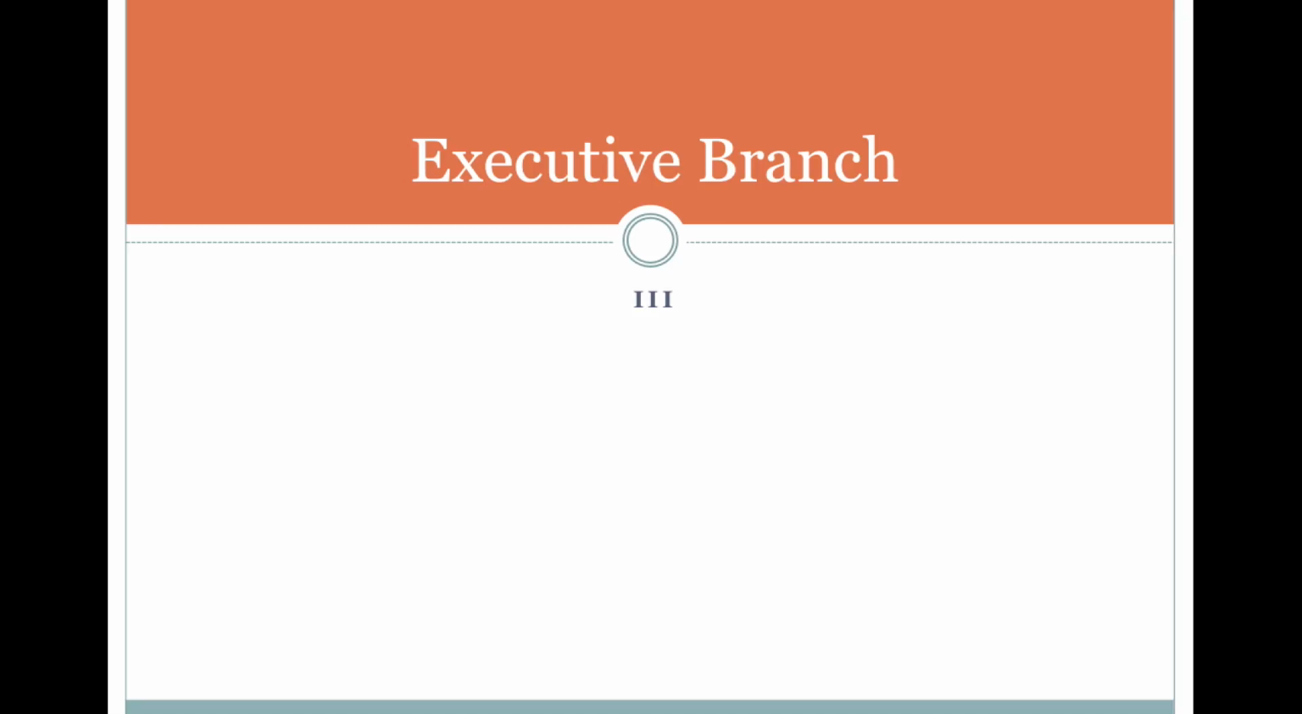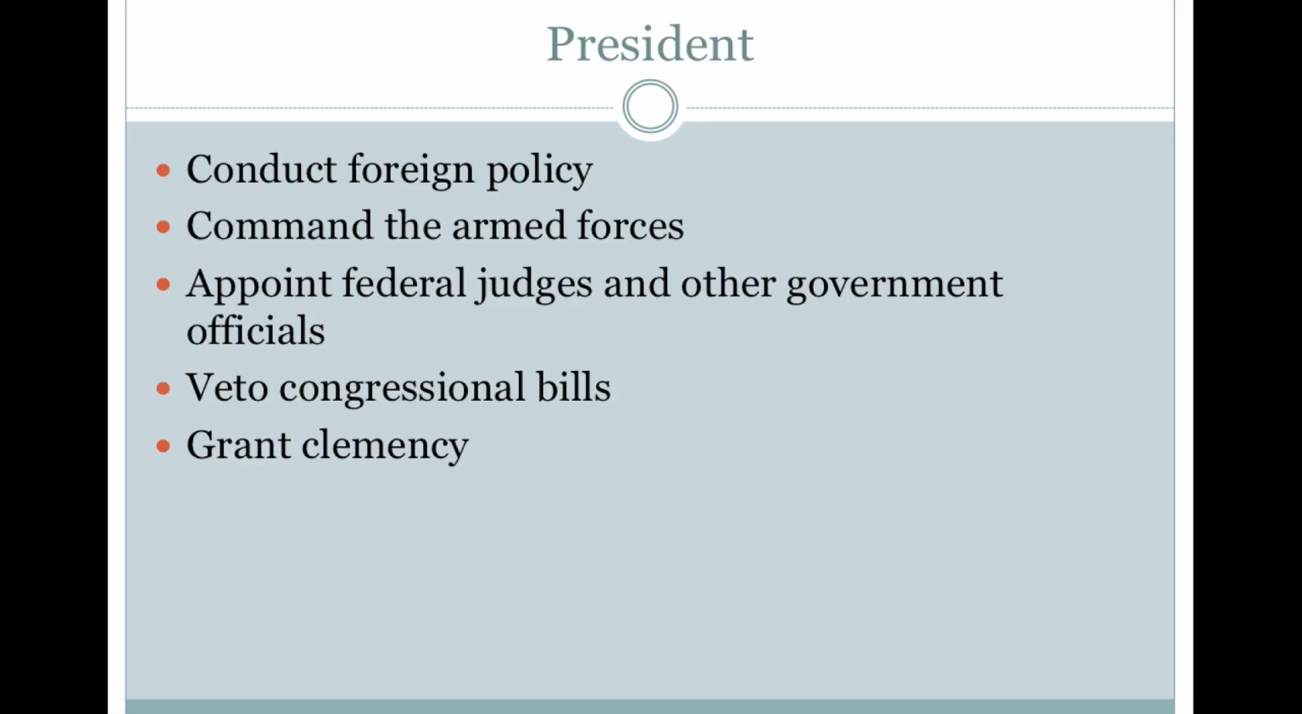Okay, let's talk about the executive branch. The president conducts foreign policy, commands the armed forces as commander-in-chief, appoints federal judges and other government officials, can veto congressional bills, and grant clemency. In other words, presidential pardons, which I was talking about earlier with the whole Nixon thing.